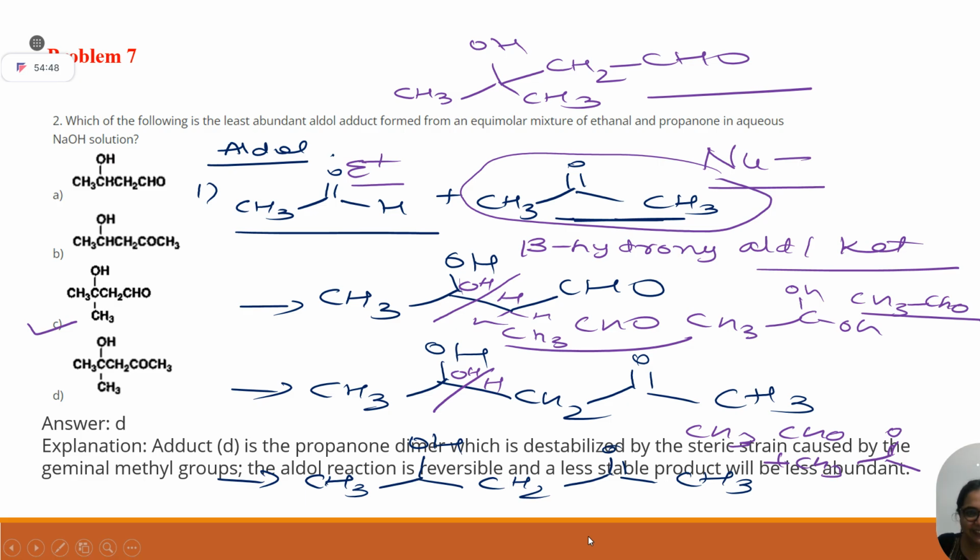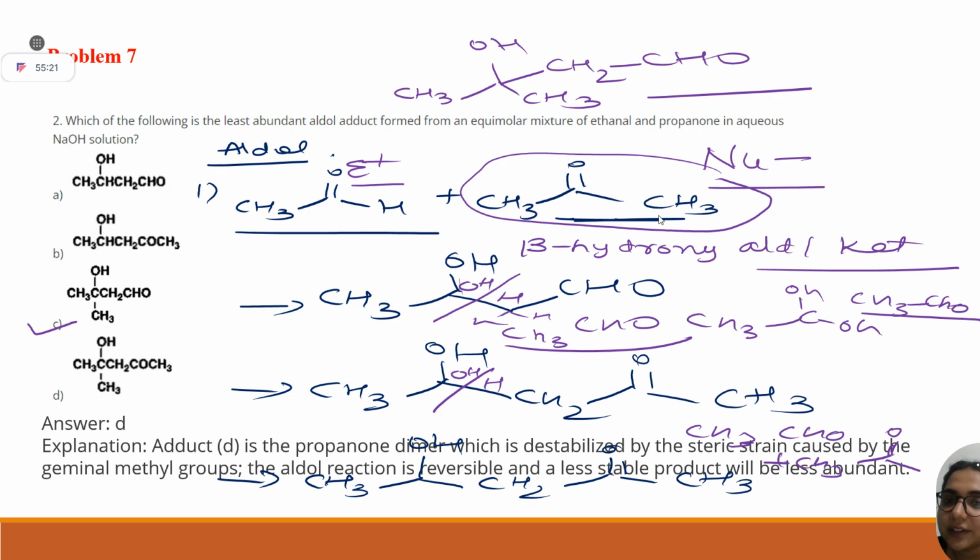The answer is D. Least abundant aldol adduct. In D, what happened? CH3, CH3. D is the propanone dimer, which is destabilized by the steric strain caused by the geminal aldol reaction. Okay, students, they are saying the least abundant product will be the self aldol product of this propanone, right? And they are giving the reason that due to sterics this will be least abundant.